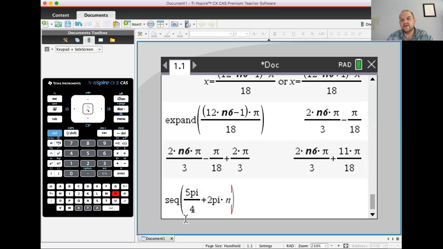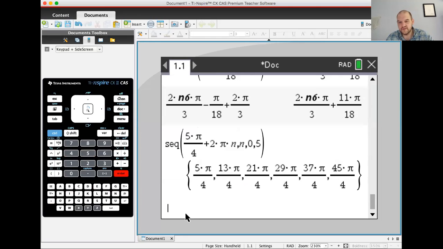Use a pi key. If you don't use a pi key, you've got to put multiplication, because do you see that? It changes it into pin. No, pi times n, where n is the variable. I'm going to go from 0 to 5. So this, you can just check against the things that you wrote on paper.